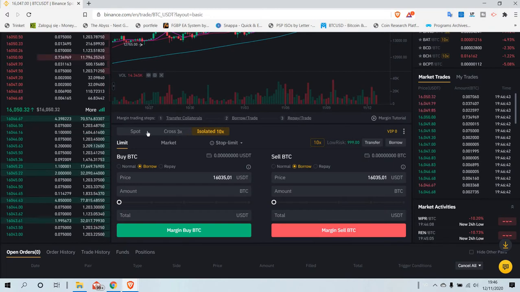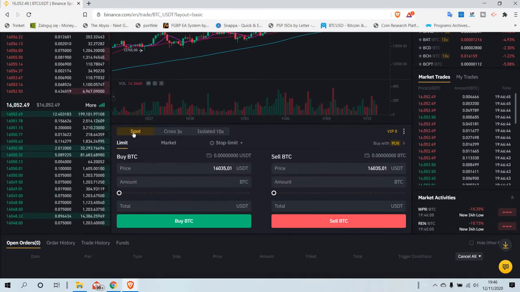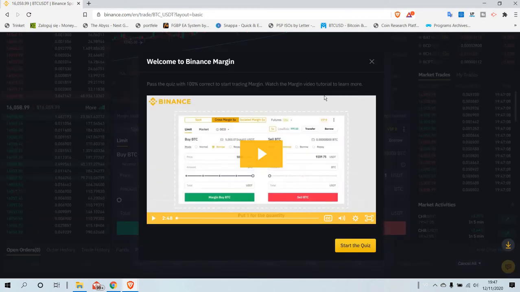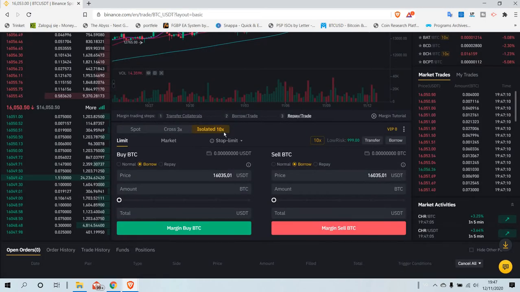As you can see, we can choose from spot trading, which is the basic one which you're supposed to use. Here you have cross trading, which is with leverage ×3. That means that when you are setting up the order, you are trading with 3 times bigger amount than you possess, and this is isolated, where you are trading with 10 times bigger order than you possess.